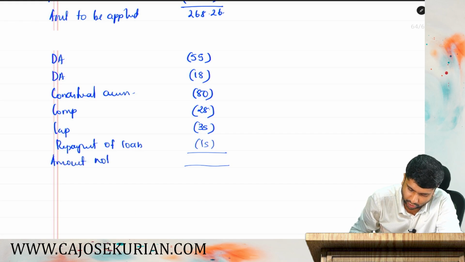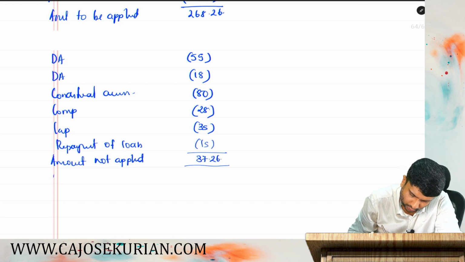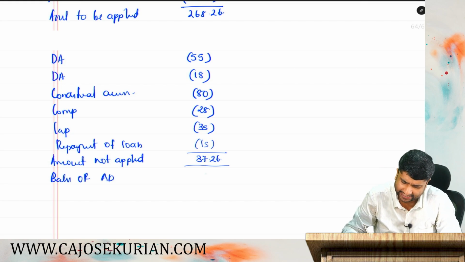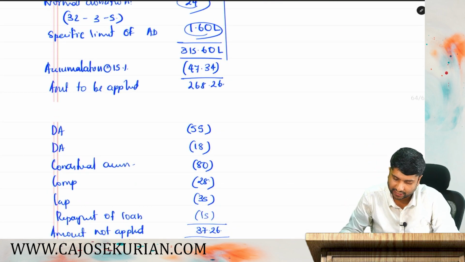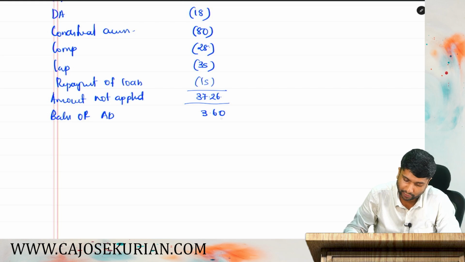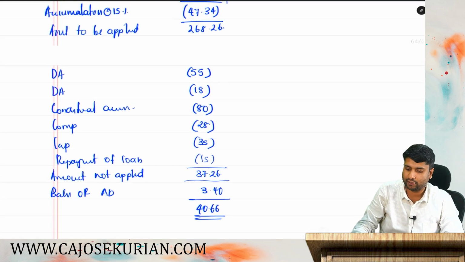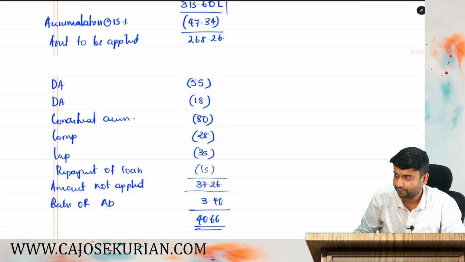Amount not applied. That is 37.26. Now, balance of anonymous donation. How much was the balance of anonymous donation? It was 3.6, right? 3.4. Yeah, it was 3.4, not 3.6. It was 3.4 only. So, how much is the taxable total income? 40.66 is the taxable total income in this particular case. I hope it is clear for you.